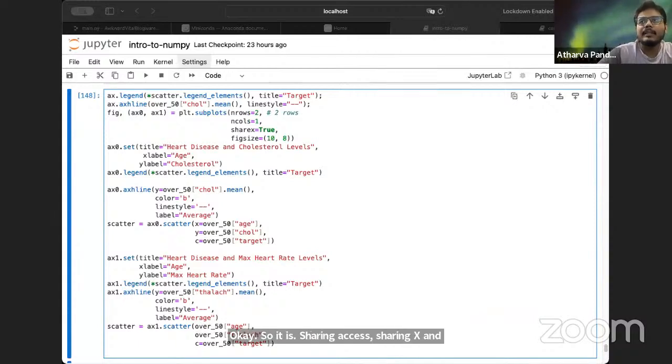What this means is that all subplots will have the same X axis, meaning the X axis limits and ticks will be synchronized across subplots. And same for share Y. If you give it share Y, then it means plots will have the same y-axis. And here we are setting share X as true. That means all subplots will have the same x-axis, meaning x-axis limits and ticks will be synchronized.